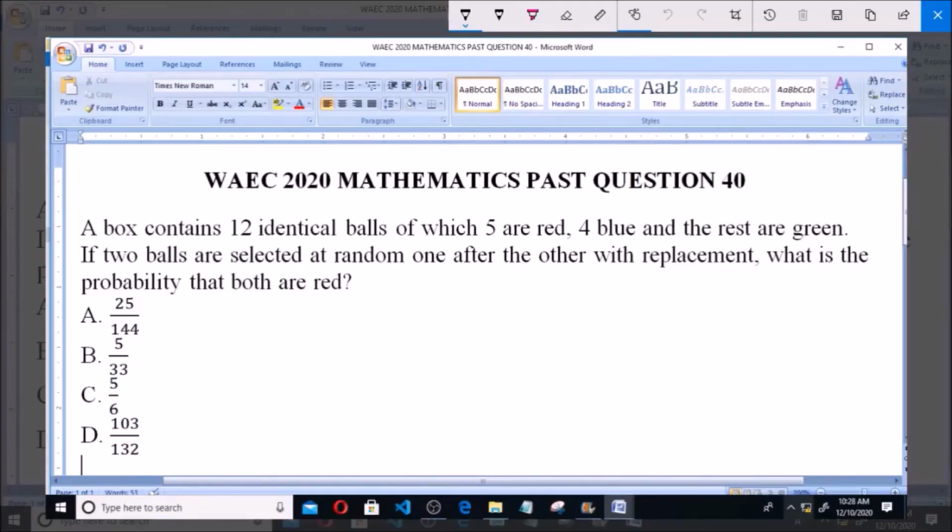I'll be answering WAEC 2020 Mathematics Past Question 40. A box contains 12 identical balls, of which 5 are red, 4 are blue, and the rest are green. If 2 balls are selected at random, one after the other with replacement, what is the probability that both are red? Now, it is stated in this statement that we have the total number of 12 identical balls.